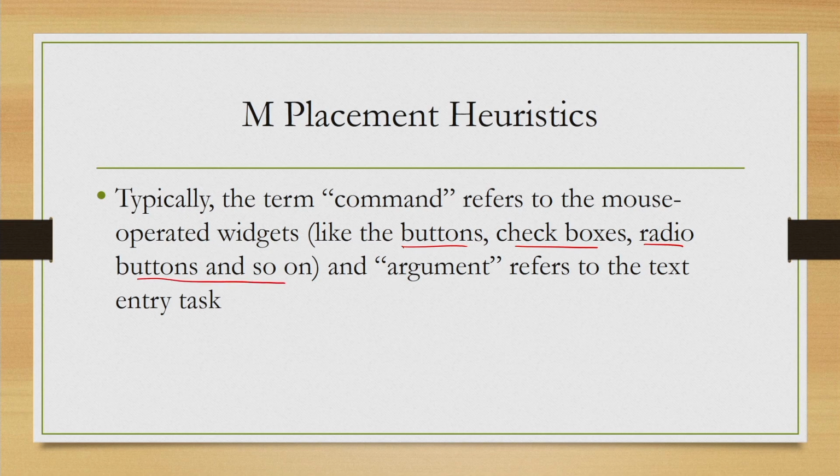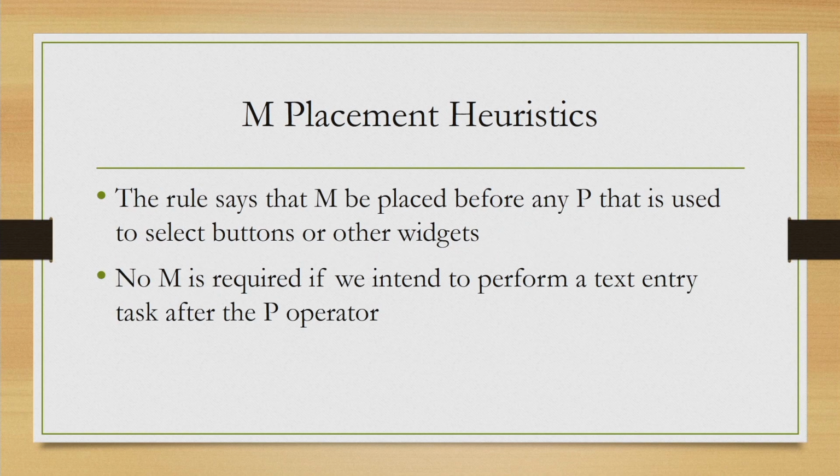So, in other words, what this rule 0 tells us is that whenever we are using the mouse to select a button or checkbox or some other similar widgets, before all those P's we should place M. However, if we are using the mouse to place the cursor for typing, which is typically considered as argument, then we do not need to place any M before that.